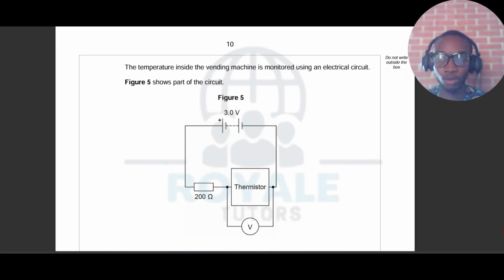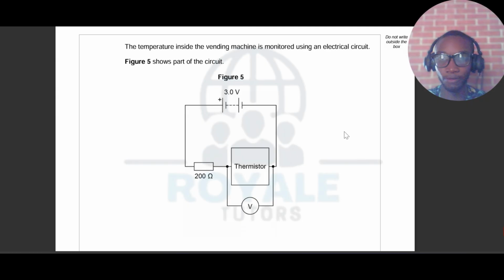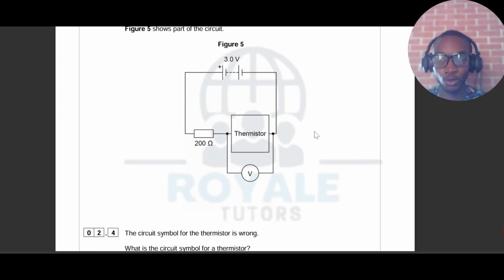So today we would be talking about the following question. It says the temperature inside the vending machine is monitored using an electrical circuit. Figure 5 shows part of a circuit. So this is an electric circuit. We have a resistor here. We have a thermistor. We have a voltmeter, and we have two cells connected to this entire circuit.